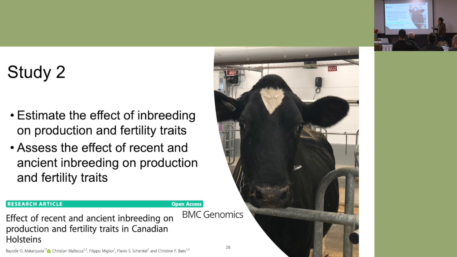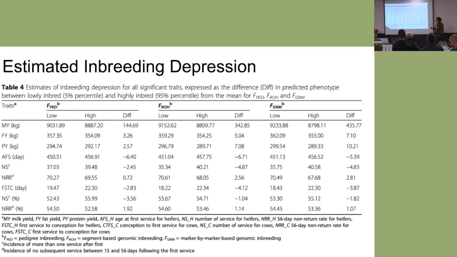Study 2. We want to see what inbreeding actually does to production and fertility traits, and what is the effect of recent and ancient inbreeding on production and fertility traits. This was published in BMC Genomics 2 years ago now. Unfortunately, we didn't have enough data for Jerseys to do this with Jersey data, but we did it on Holsteins. So this is a really ugly table, but ultimately, we looked at pedigree, ROH, runs of homozygosity, and another type of genomic inbreeding.